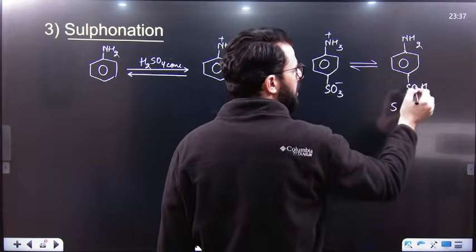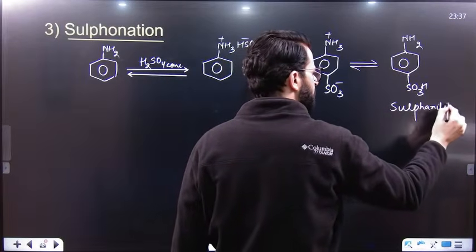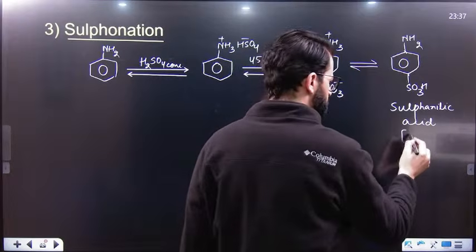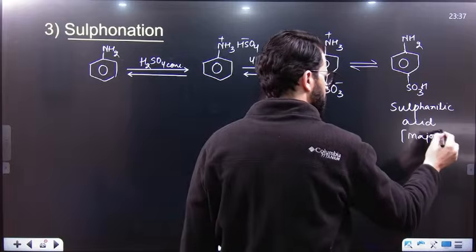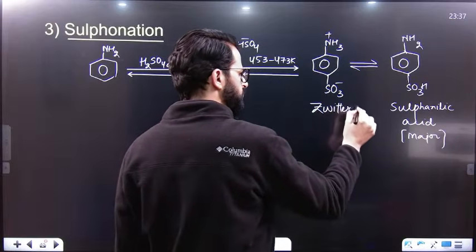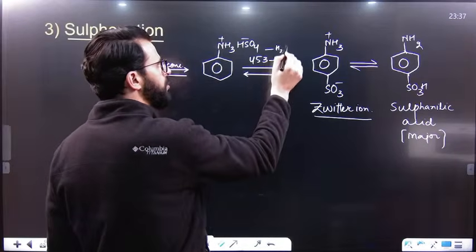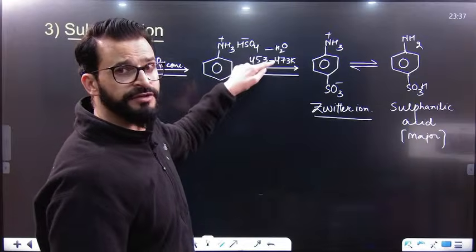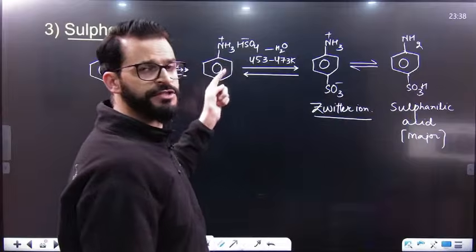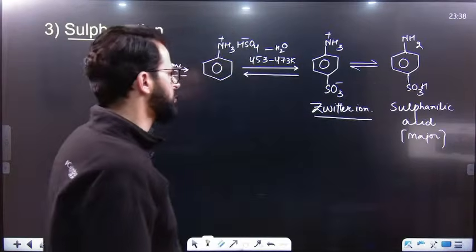This is known as para-aminobenzene sulfonic acid, commonly known as sulfanilic acid, and this is the major product of this reaction, as this is thermodynamically stable. So this is the major product, and this is its Zwitter ion or dipolar ion. Actually, why is this temperature given? During this step, water is lost. Because at high temperature, thermodynamically stable product will be formed, or other products will be converted to this thermodynamically stable product. That's why this is the major product of this reaction.